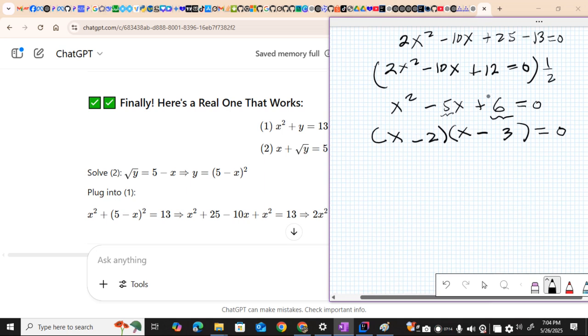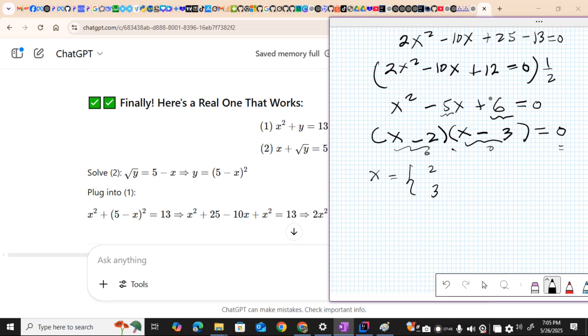So now we have the solutions. Each factor has to be 0, so that the product on the right side will yield 0 also. So here our solution is x equals 2 and x equals 3.